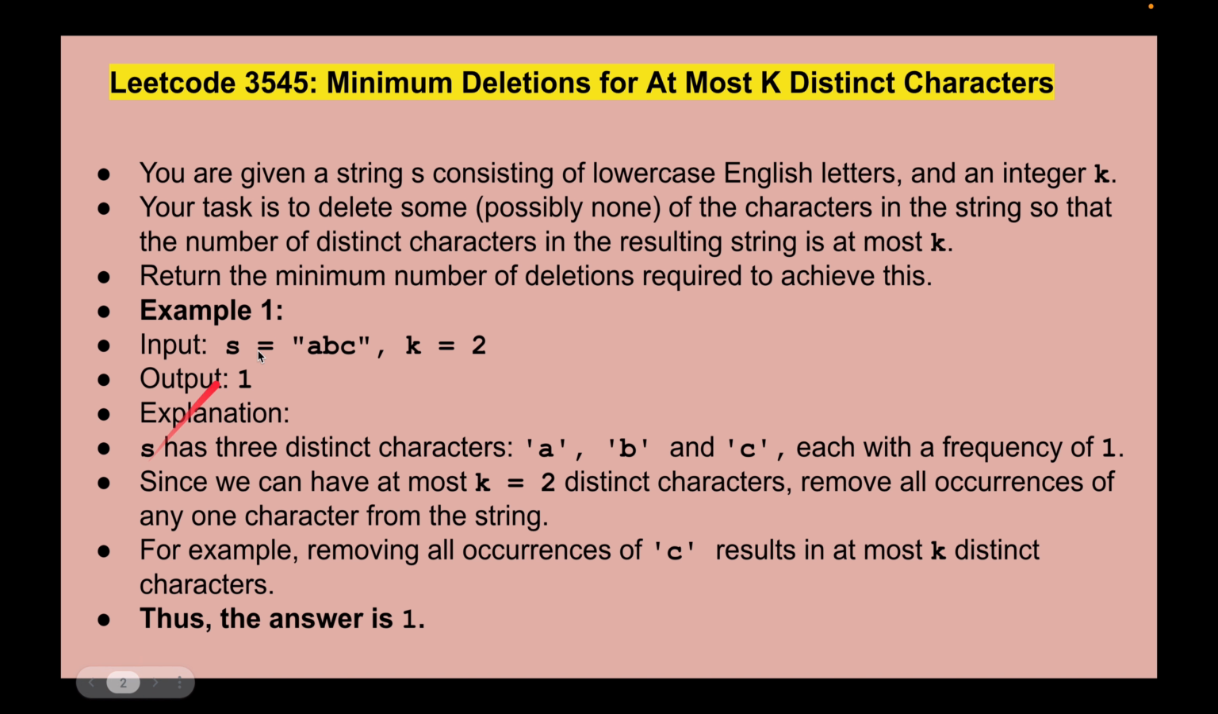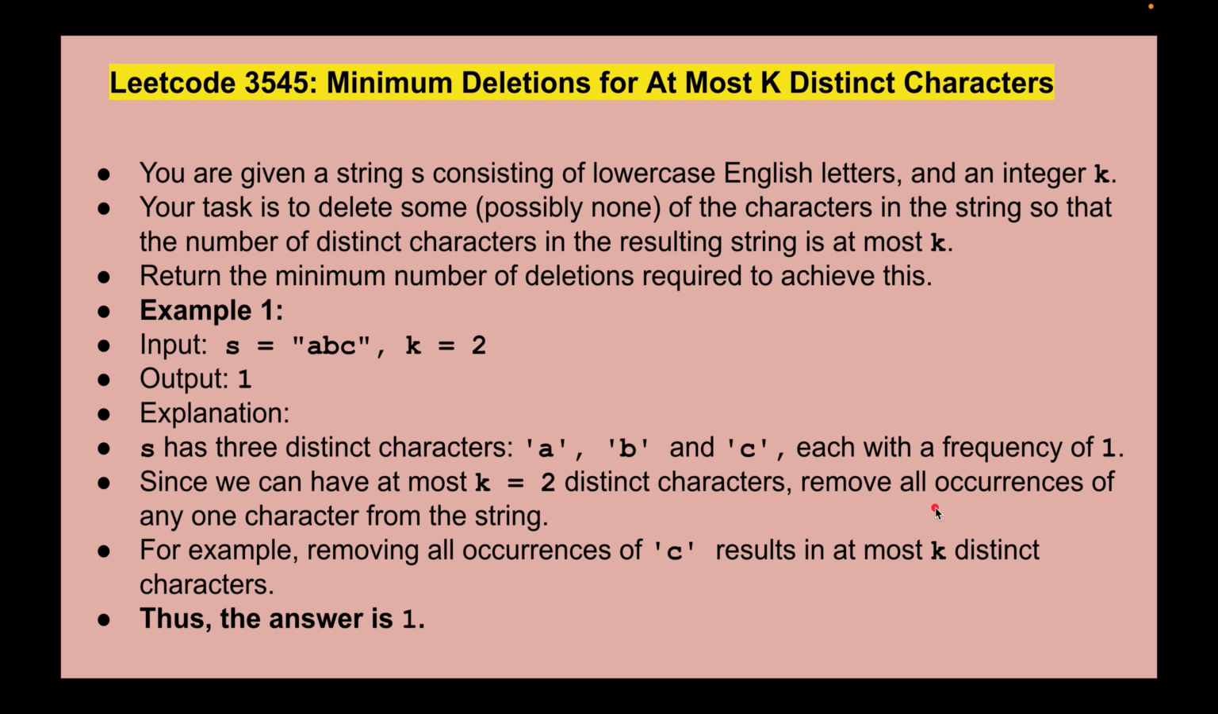Okay, so s is abc and it has 3 distinct characters, none of them repeating: a, b and c, right? So each has a frequency of 1. Since we can have at most k equal to 2 distinct characters, but here none of them is repeating, we will remove all the occurrences of one of the characters. With k equal to 2, we can keep 2 distinct characters here, right? We can have at most k equal to 2 distinct characters.